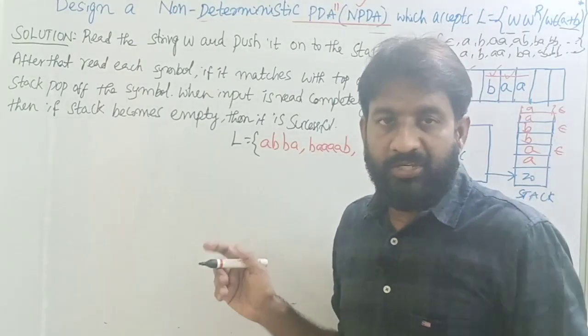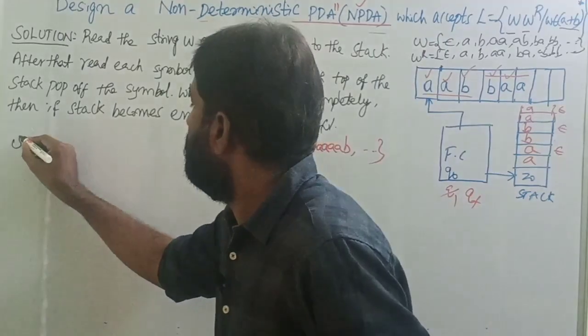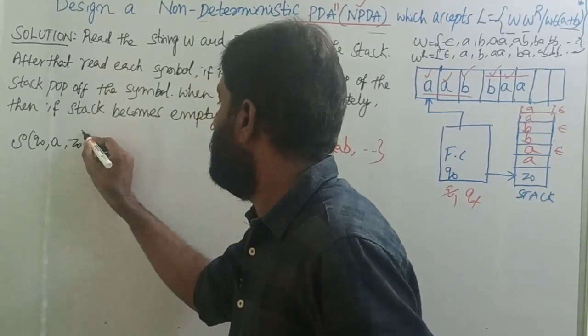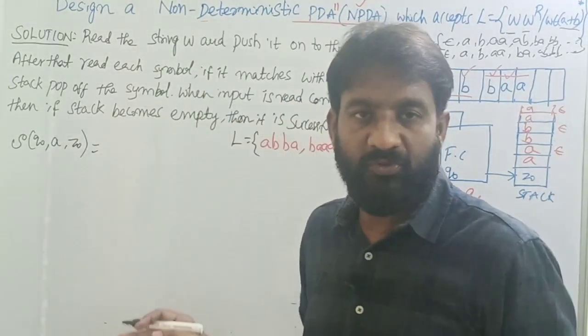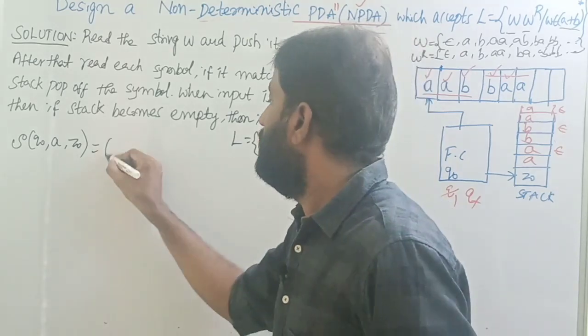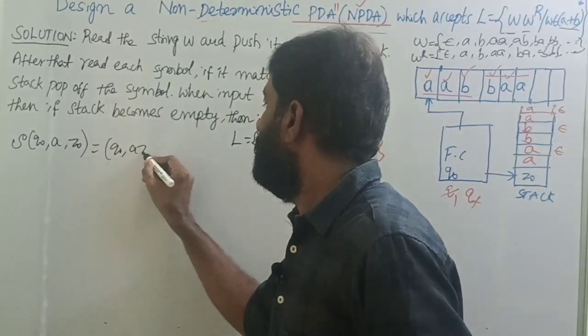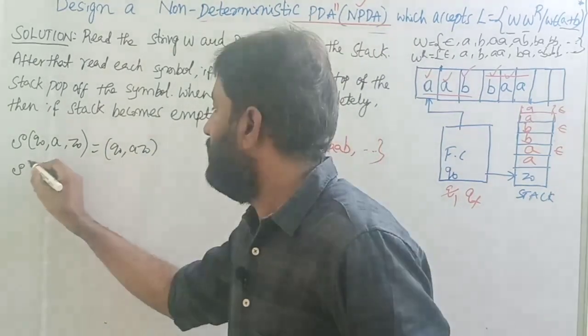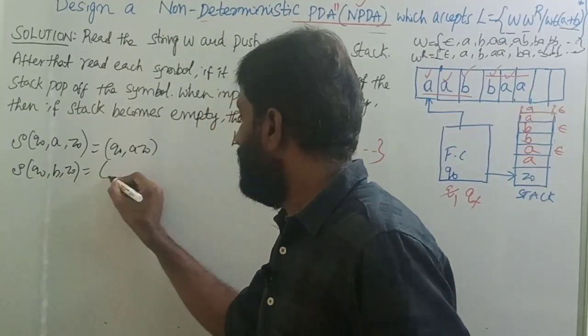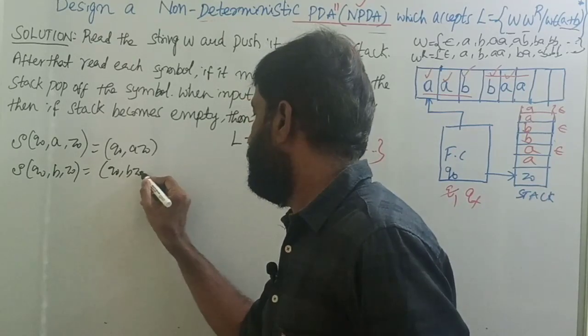So first write the transitions. Transition of Q0, first input symbol A, top of the stack is Z0. So whatever the first input symbol, either A or B, add the symbol onto the stack. So Q0, A, Z0. Let's assume if the first input symbol is B, top of the stack is Z0, same thing, add B onto the stack.